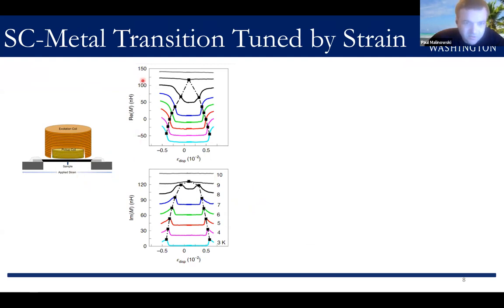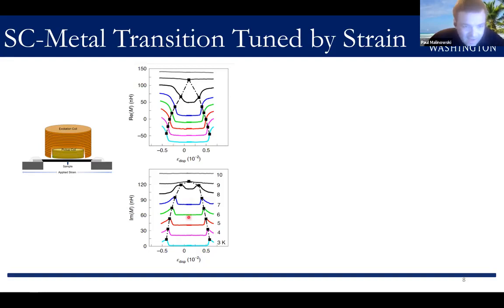So here I'm showing you the real and imaginary parts of that signal as a function of strain. And here each color corresponds to a different temperature, and these are offset for clarity. So looking first at the real part, at high temperature, there's zero signal for all strain, indicating the sample's in the normal state. And then at lower temperature and low strain, there's a negative diamagnetic signal consistent with a superconducting Meissner screening state. And then by applying either enough tensile or compressive strain, we can suppress that diamagnetism.